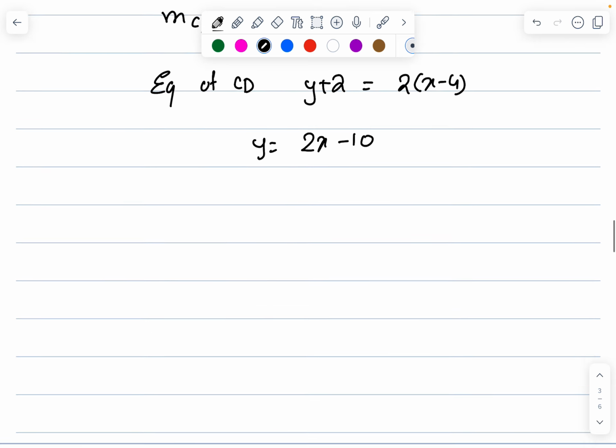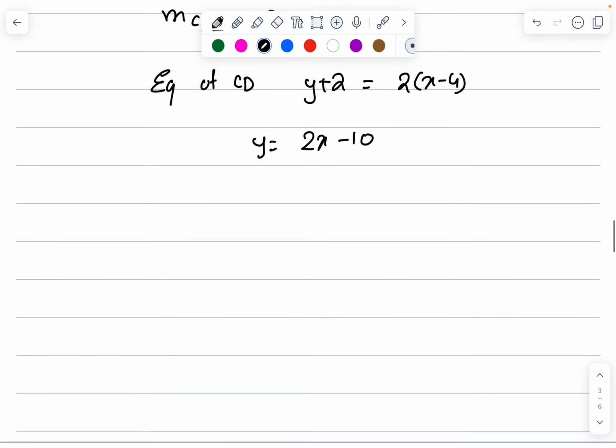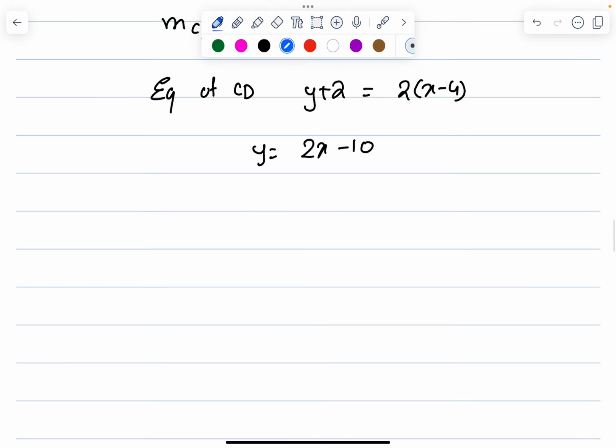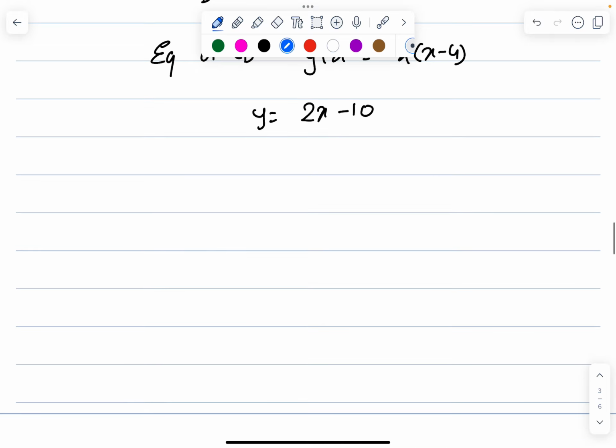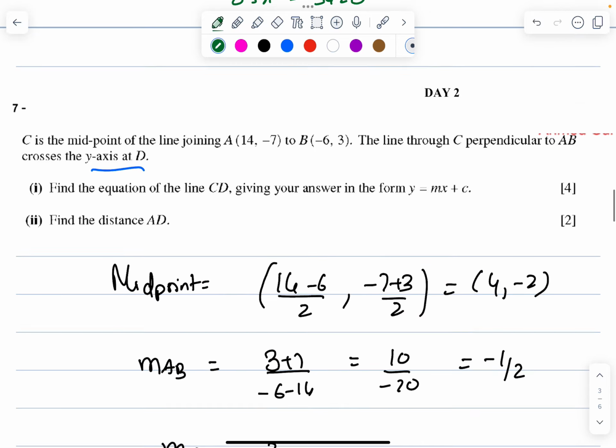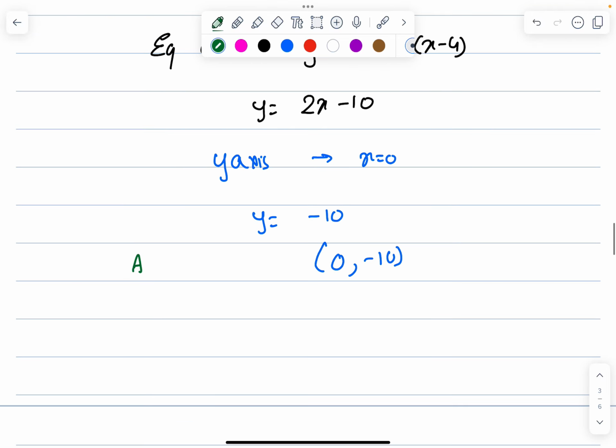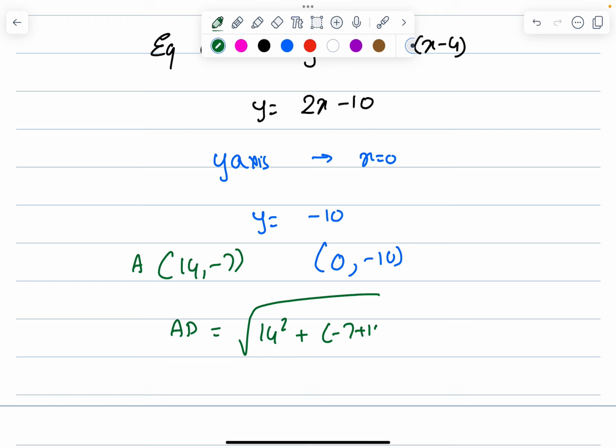Then find the distance AD. I have to find the distance between A and D. So first of all, which axis does it pass through? Y-axis. Y-axis means x equals 0. So y equals minus 10. So the point is 0 comma negative 10. And point A, what was A? A was 14 comma negative 7. So distance between AD will be square root of 14 squared plus (minus 7 plus 10) whole squared, which is going to be square root of 205, which is 14.3.